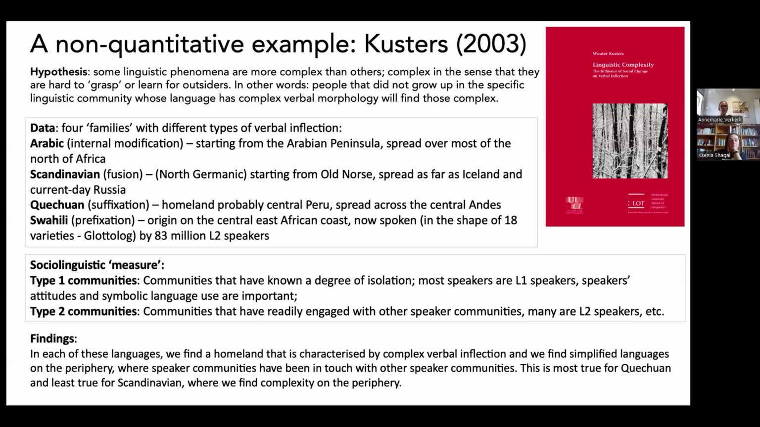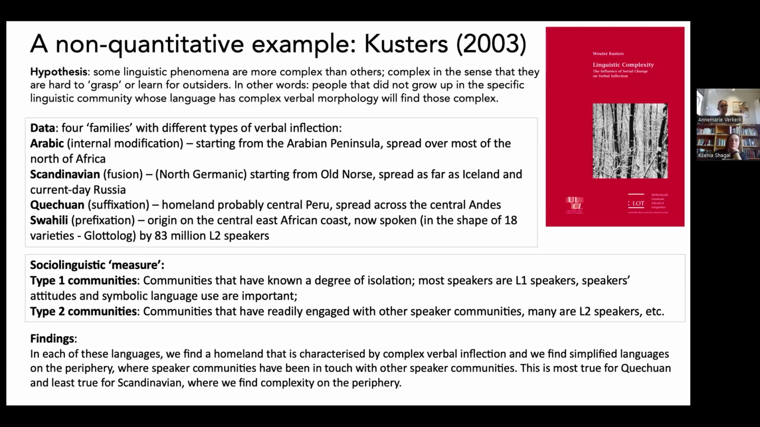So in other words, people that did not grow up in a specific linguistic community, which has specific kinds of complex features, will find those complex. And he's looking here at verbal morphology. So he has 4 different shallow language families, as we might call them, with different types of verbal inflection. So it's Arabic with internal modification, Scandinavian, also known as North Germanic, which does fusion, and then Quechuan, which does suffixation, and Swahili with prefixation.